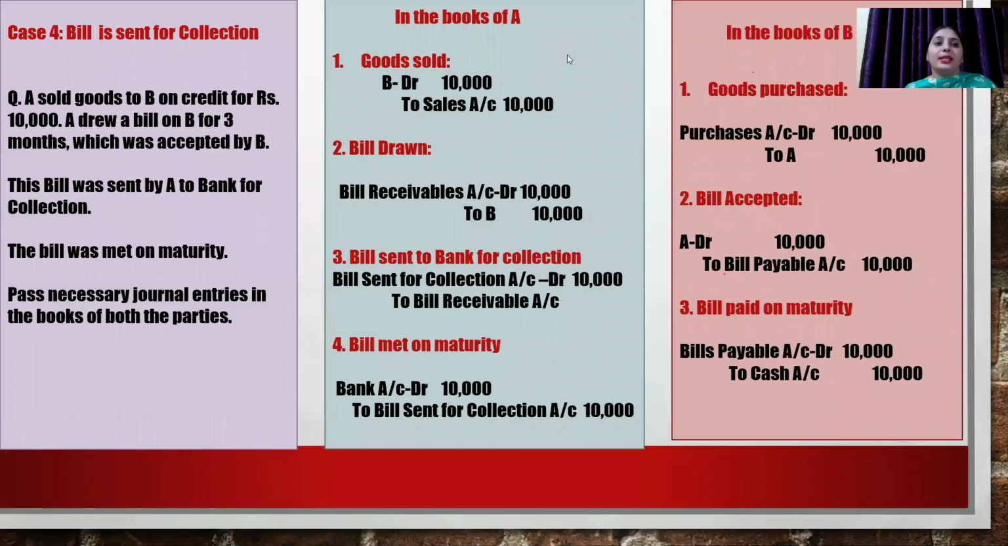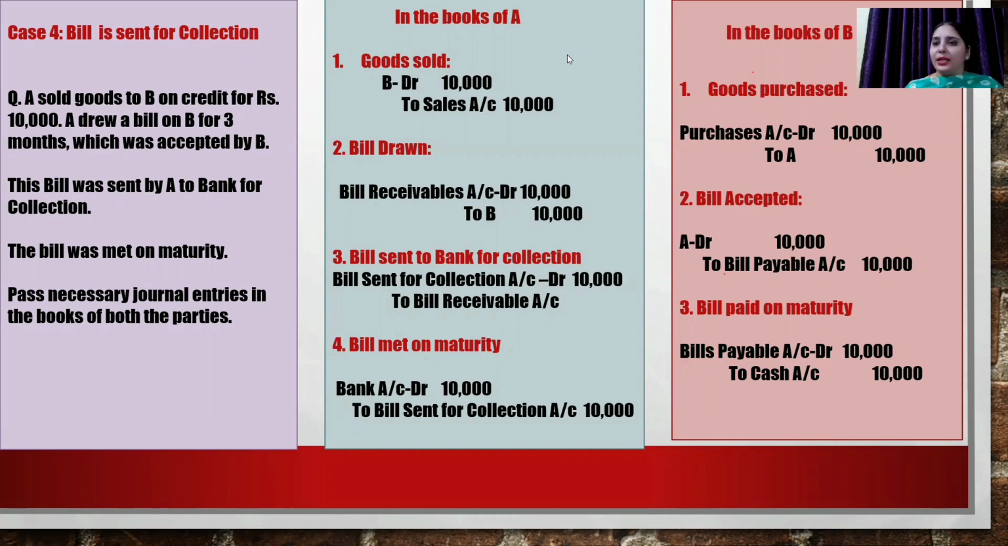Now the last case is bill sent for collection. Being a businessman, A is not in a position to go and ask every drawee to make payment. He cannot go and approach each and every buyer. This way he won't be in a position to do his business. So what he will do, he will collect all the bills and hand it over to bank, who will act as an agent and will collect payment on behalf of A. So here all the bills are being sent for collection to bank.